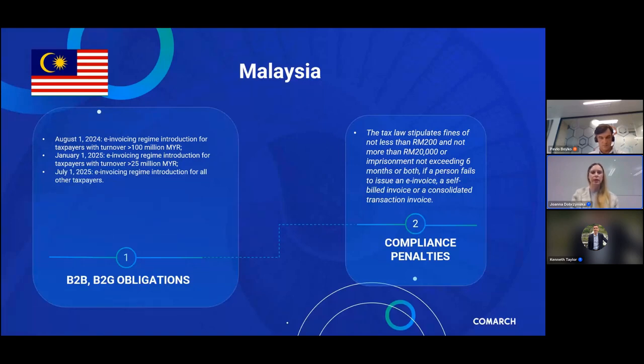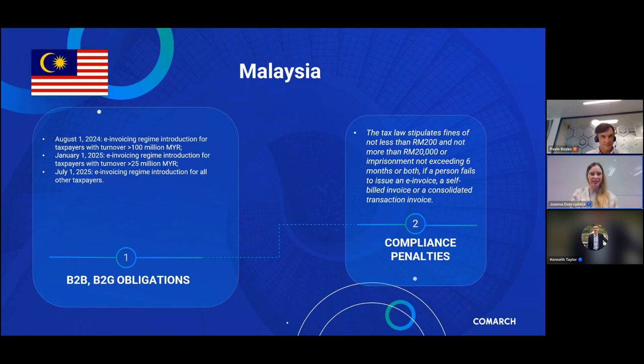Actually, it happened in August 2024, so this year, and we are still in the pilot phase. The fines there for non-compliance are between 200 and 20,000 Malaysian ringgit, so it's between 50 and 5,000 USD, or we can also go to prison, but only for 6 months. So this is very interesting.